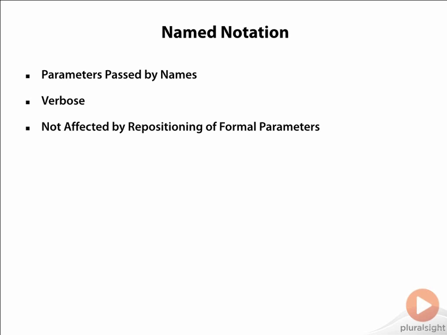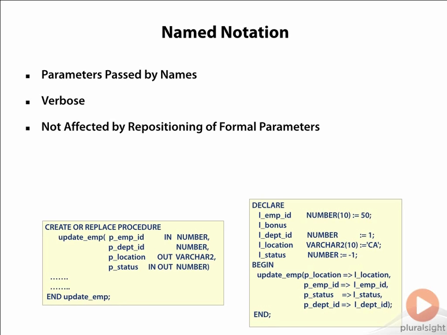Also, another advantage of this approach is that if you reposition the formal parameters, the client code need not change. Notice here the order of passing the parameters is not important as the mapping resolves the association. Here we are passing, for instance, PLocation as the first parameter, which is third in the list of parameters.